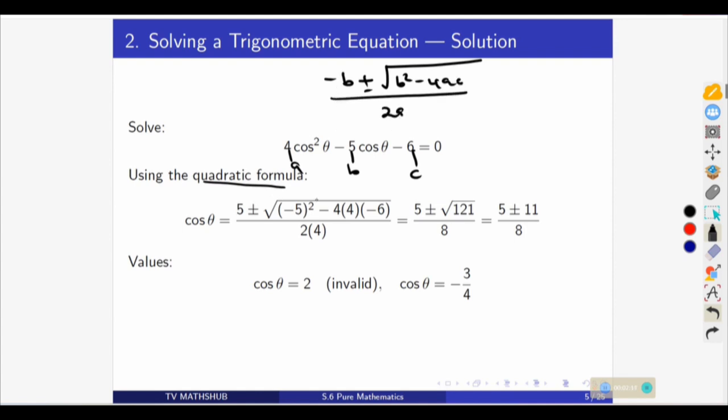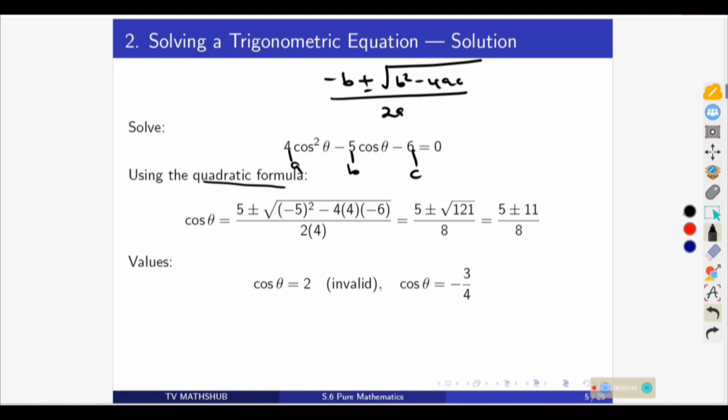So negative of negative 5 will give us 5 plus or minus the square root of negative 5 squared minus 4AC, 4 times A, which is 4, times C, which is negative 6, divided by 2A, that is 2 times 4. And that will give us 5 plus or minus. Simplify this, and you'll be able to get plus or minus the square root of 121. The whole of this is divided by 8. So the square root of 121 is 11. So we shall have 5 plus or minus 11 divided by 8.